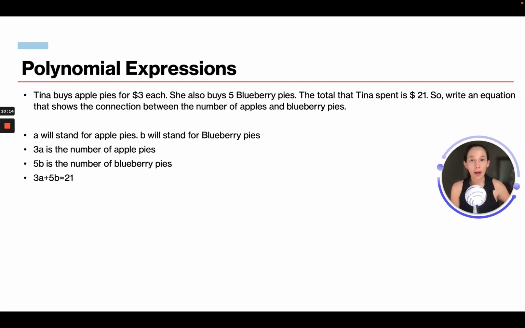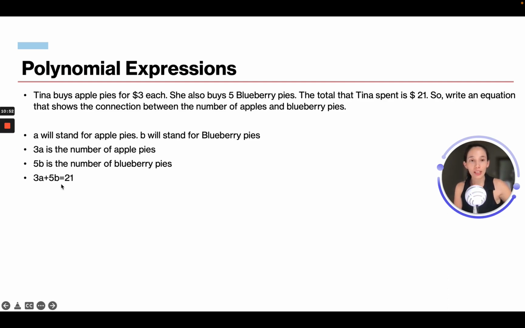All right, so we have our apple pies and our blueberry pies. So A will stand for apple pies and B will stand for blueberry pies. So 3A is the number of apple pies because the apple pies are $3 each. And we know that 5B is going to stand for the blueberry pies because she buys 5 blueberry pies. And so 3A plus 5B equals 21. So that is going to be our equation.